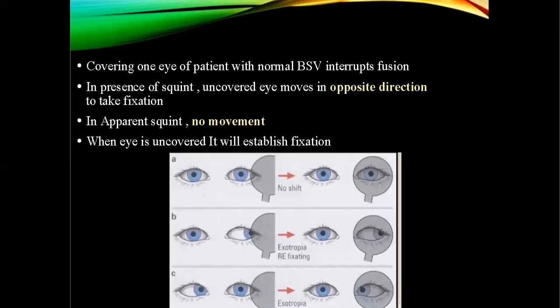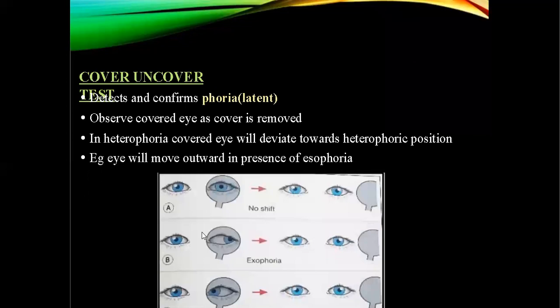So what is the mechanism of this? What does covering one eye do? What happens when I cover the eye? Then it interrupts the fusion, and then the patient takes fixation. So that is called cover test. I hope we have understood the cover test. Then we have to do the cover uncover test. So in which condition is the cover uncover test done? It is done in phoria and in latent squint.